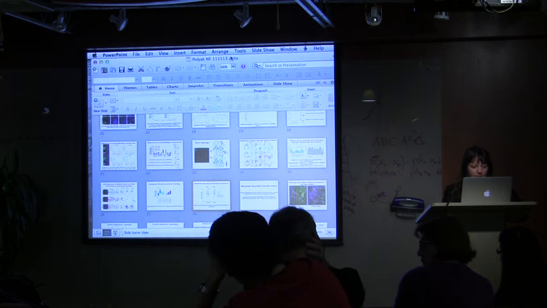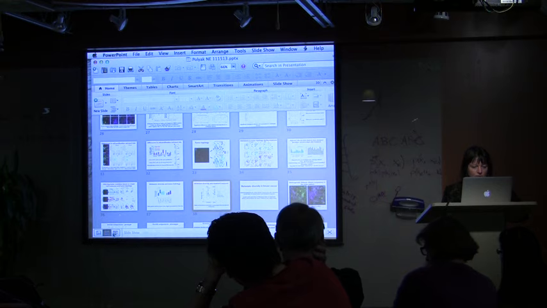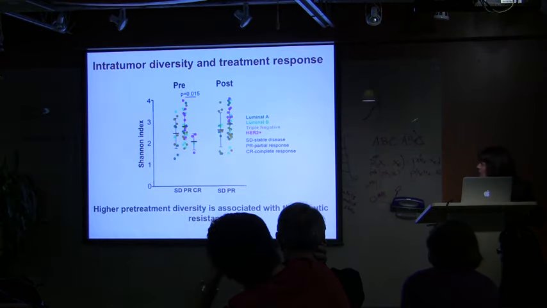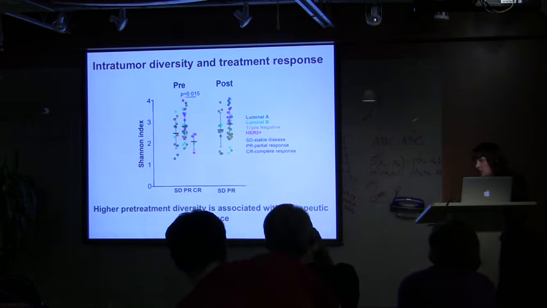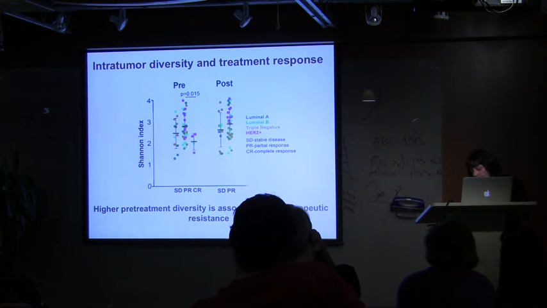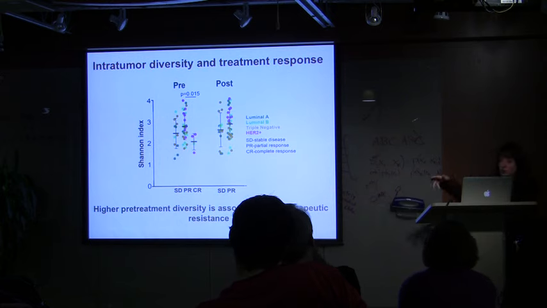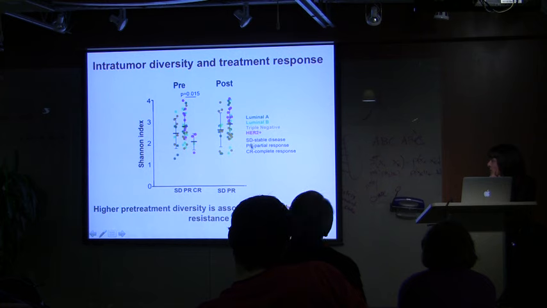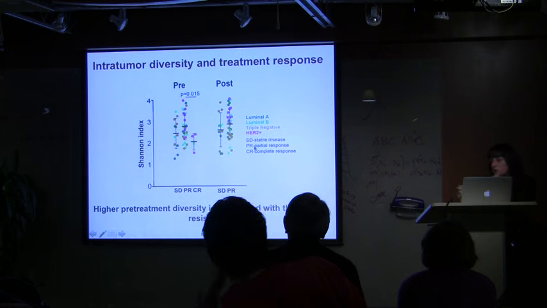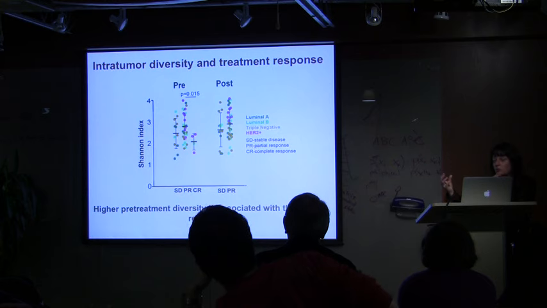Okay, so coming back to the clinical relevance of this heterogeneity again. These were patients who got neoadjuvant chemotherapy. Neoadjuvant chemotherapy means that the patient is diagnosed with breast cancer, and if they have a large tumor, they treat it before surgery to shrink the tumor. Some people actually have a complete response to treatment, called a complete response or CR, and others have stable disease or partial response. The pathologist defines this based on how the tumor changes.